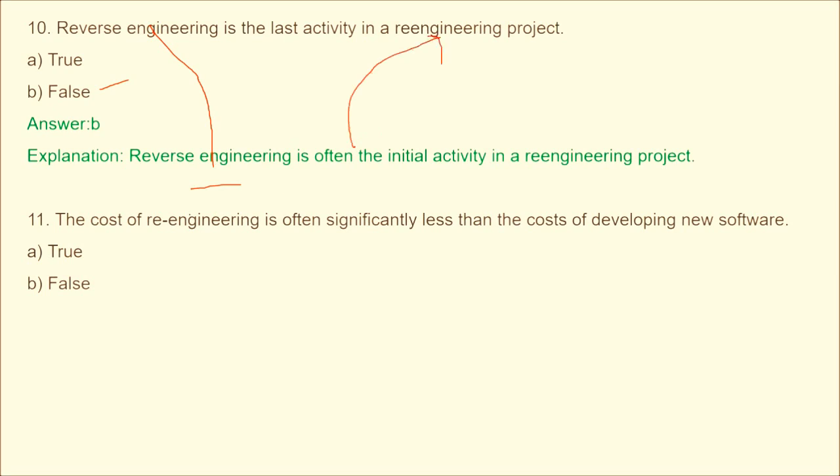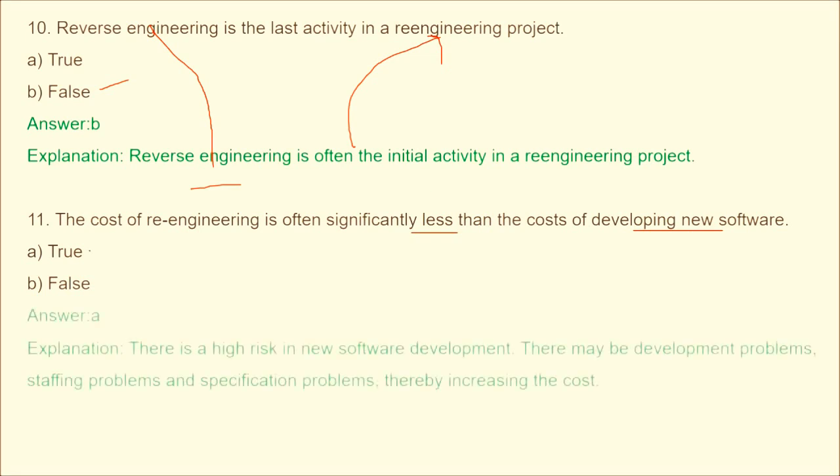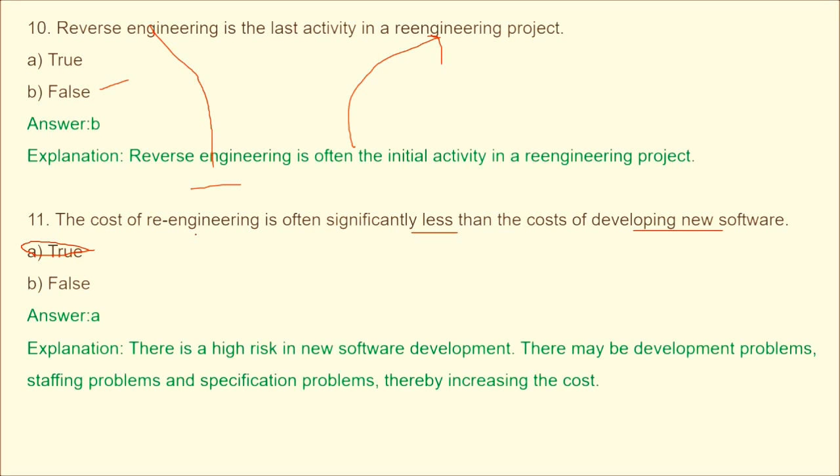Okay. The cost of re-engineering is often significantly less than the cost of developing new software. Well, the answer is true because there is always a high risk in new software development. There may be some development problems, staffing problems, specification problems, so it will always increase the cost.